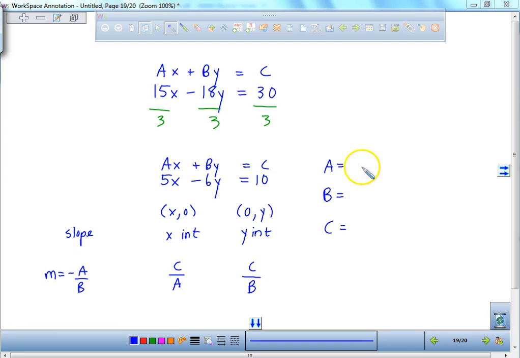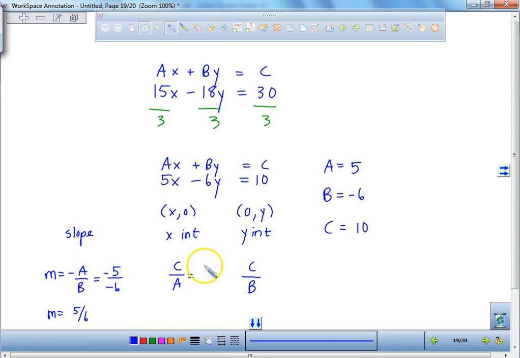All right, so what did you guys get for the a value? 5. Very good. What did you get for the b? Negative 6. And for c? 10. Okay, so my a value is 5, my c value is 10, my b value is negative 6. So negative a over b. So we're going to put negative, what number? 5 over negative 6. What's my slope? 5 over what? 5 over 6.